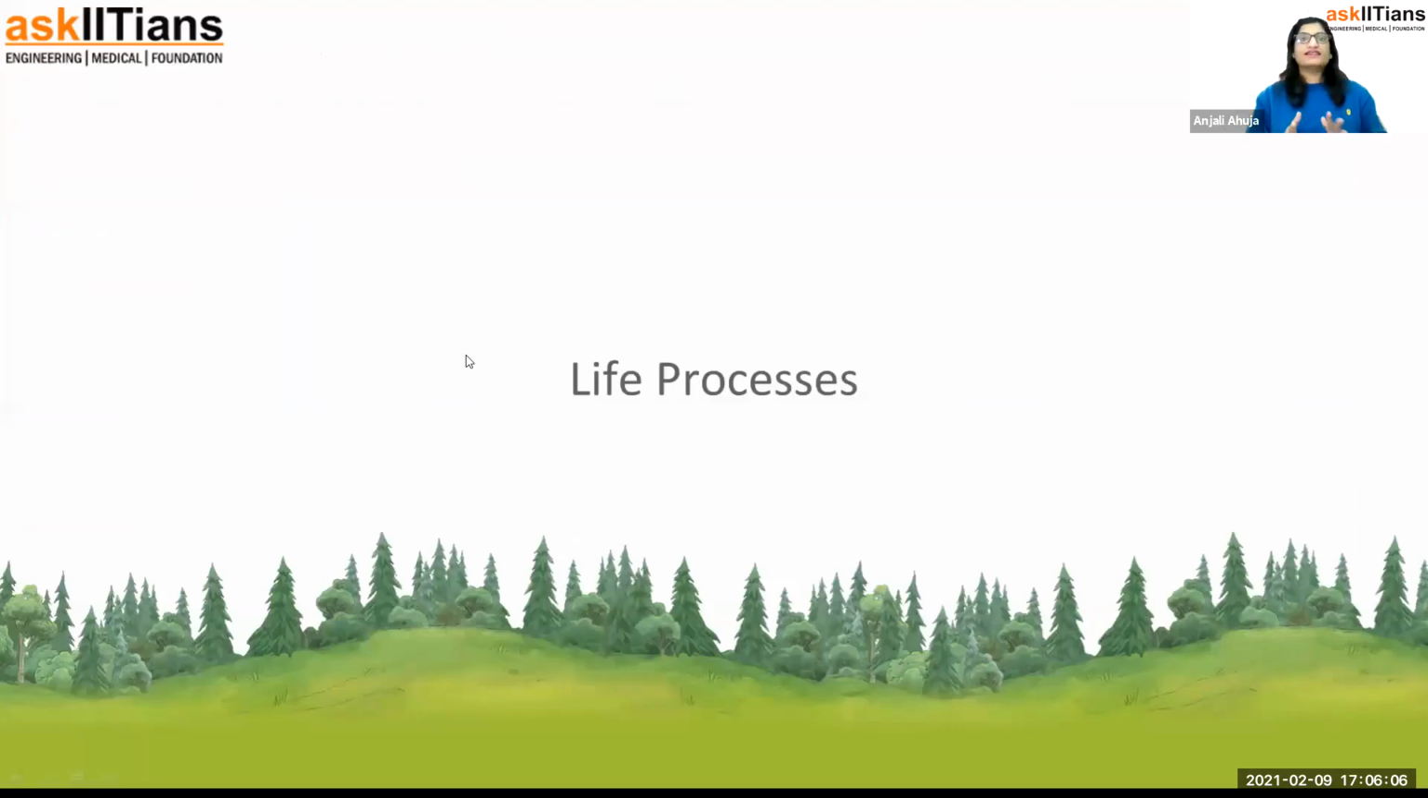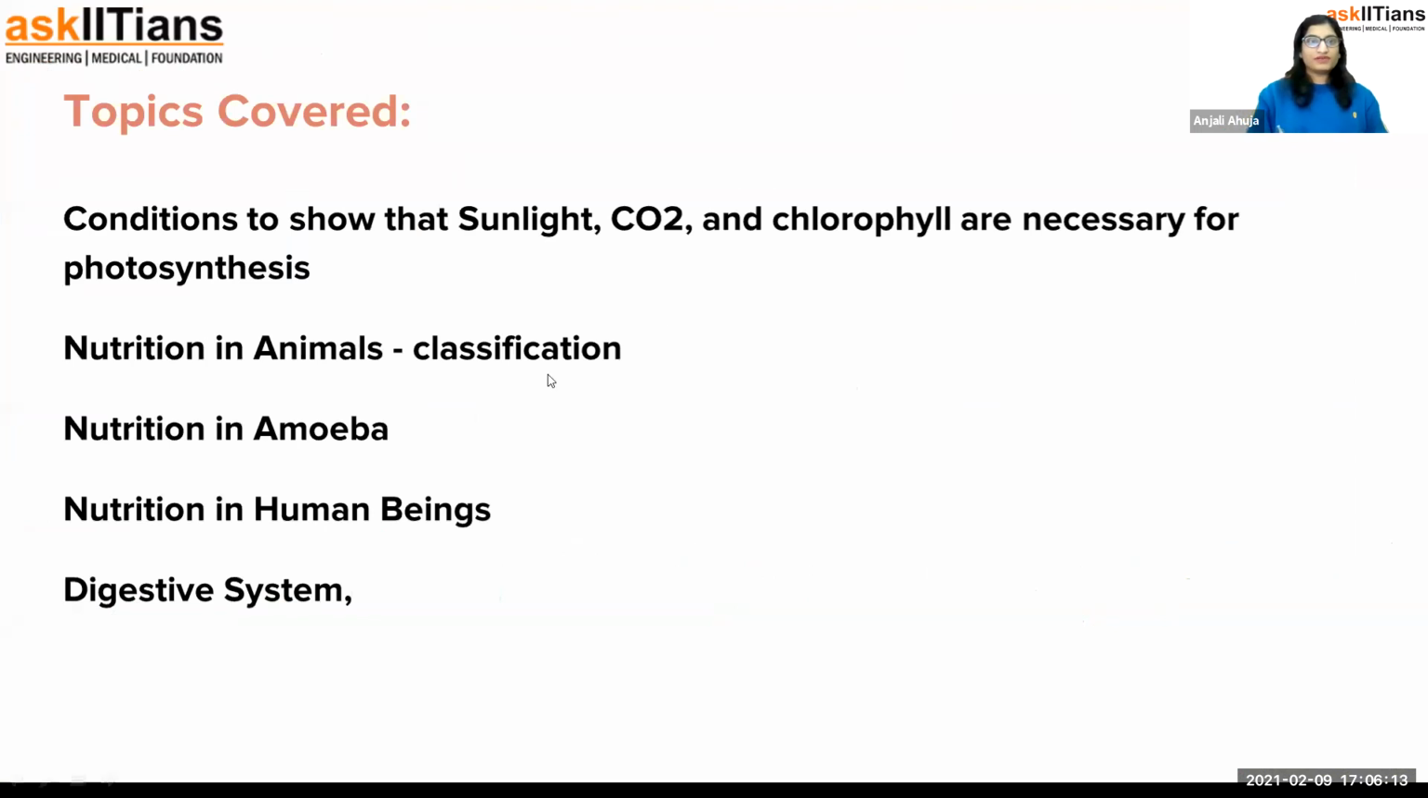Okay, so guys, in the life processes, the first thing we are covering is nutrition itself. In this part, we will be covering nutrition in animals, but along with that, a few parts that were left earlier. We discussed the factors that affect photosynthesis. Here we will be learning how these factors are proven to be the ones affecting photosynthesis. Then in nutrition in animals, we will learn about classification, which I don't think we need to learn again, we have done that. Then nutrition in amoeba, nutrition in human beings, and the digestive system.